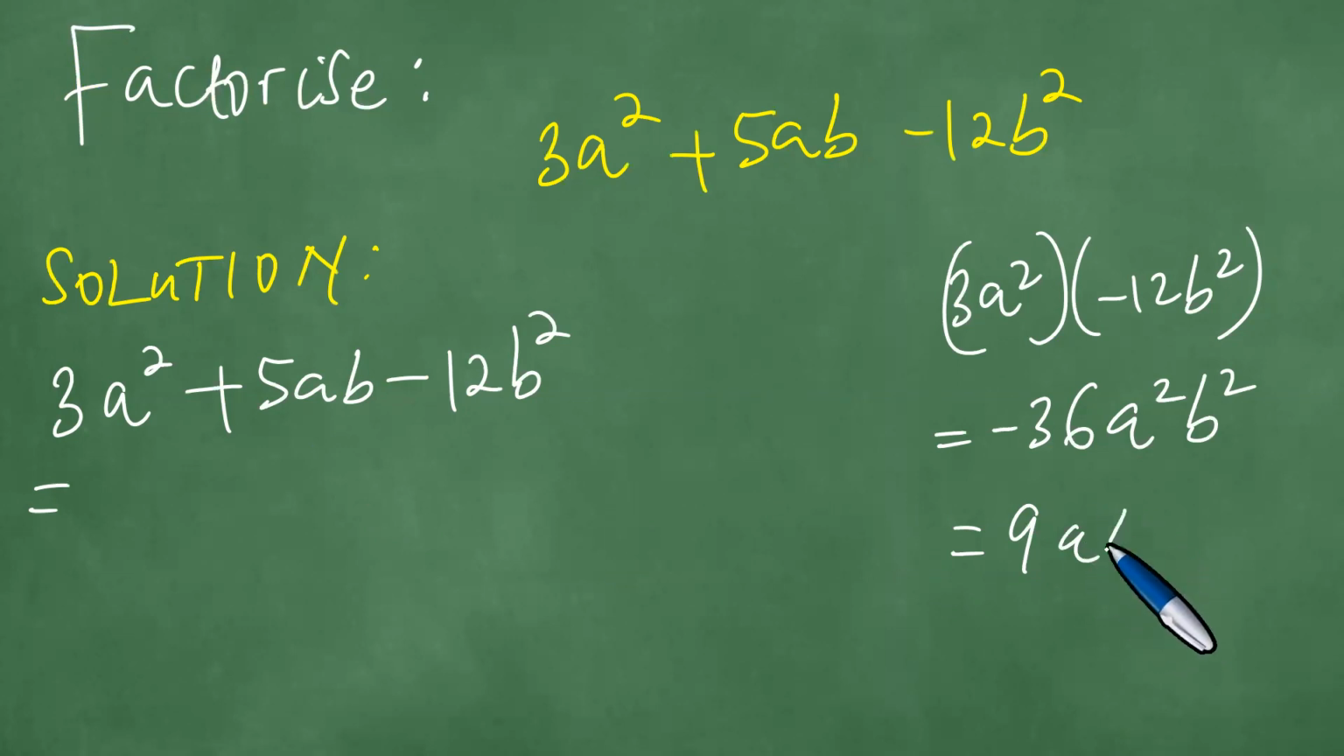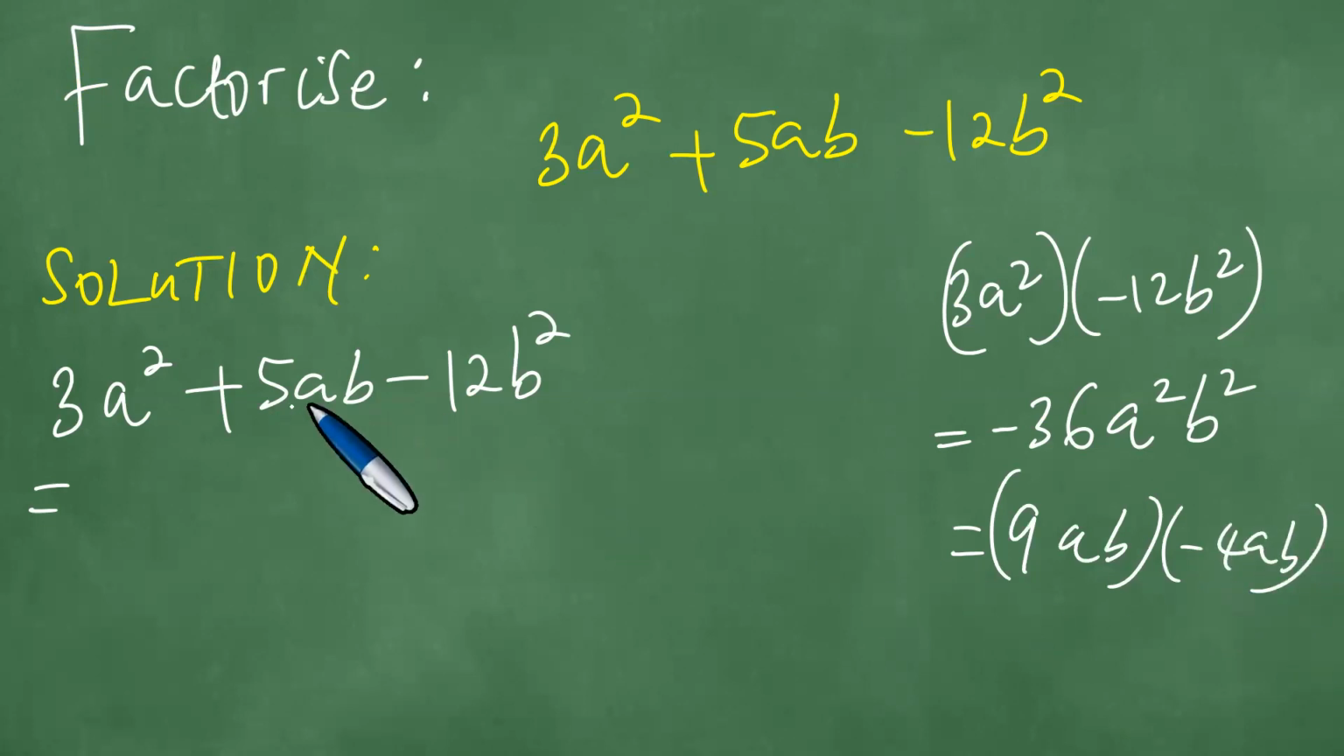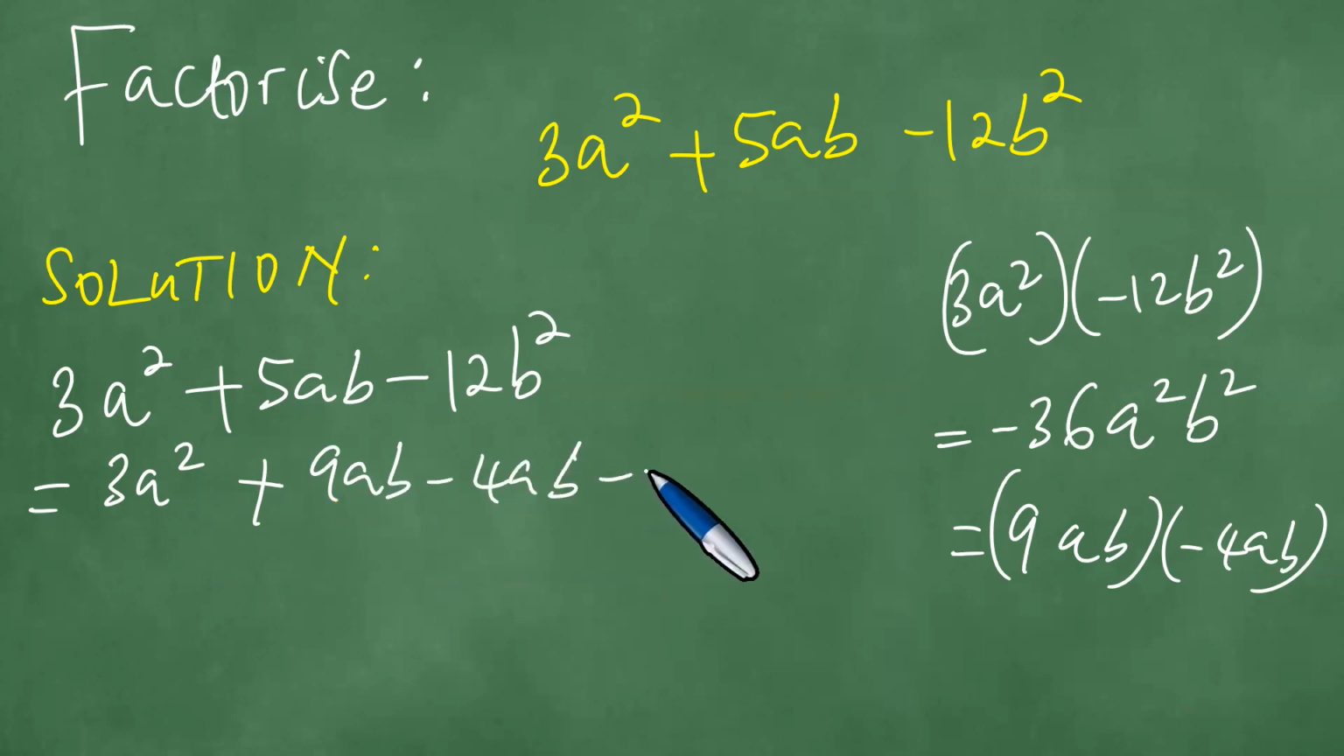So you get exactly 9ab, and then you have minus 4ab, because they must be in terms of the ab. Now, 9 minus 4 is 5. Brilliant stuff, Leander. So the 5ab can be replaced by 9ab minus 4ab minus 12b squared.